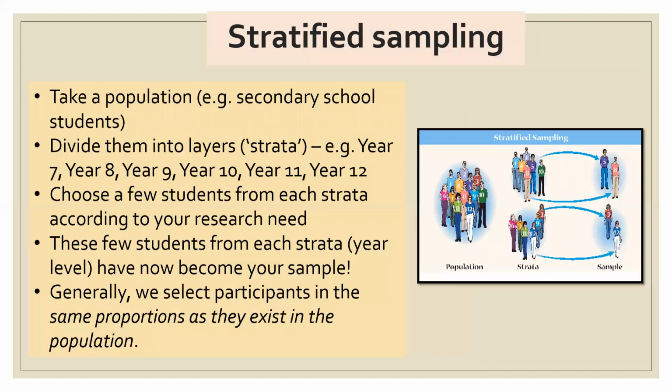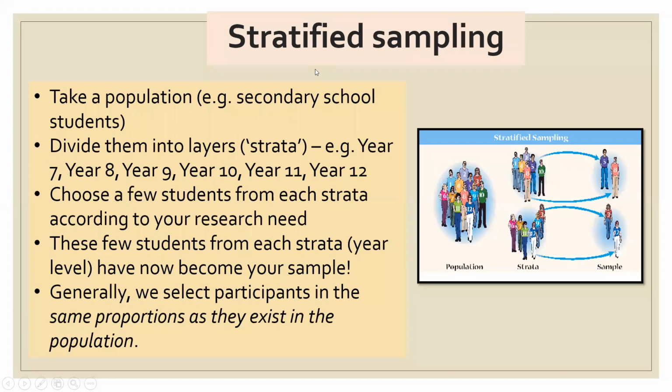Stratified sampling is, again, another type of sampling that we might use. We tend to use stratified sampling a little bit more if we're studying different levels of people. If we're studying, for example, high school students, we might divide our population into layers. You might remember the word strata from humanities when you learnt about the earth and the earth's core and the different layers of the earth. Okay, strata just basically means layers.